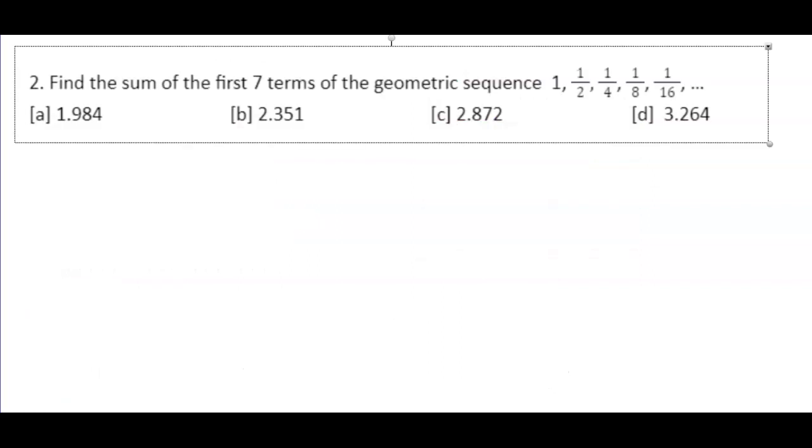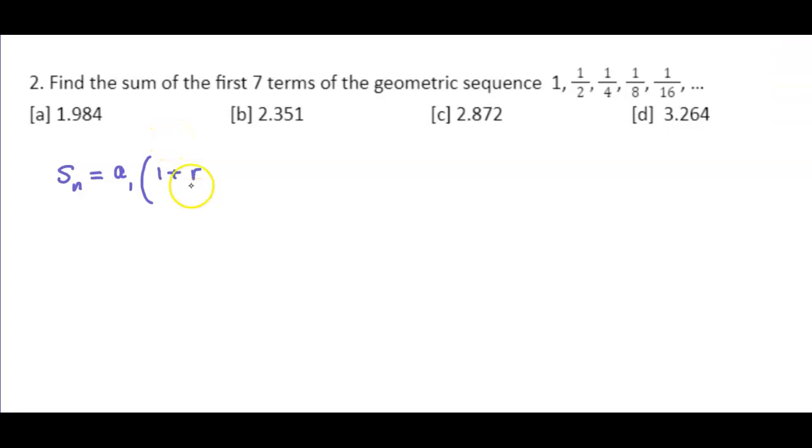The formula for the sum of a geometric sequence will be given to you on your formula sheet, but just as a reminder, that formula is that the sum for any n terms is equal to the first term times 1 minus the ratio raised to the n, all over 1 minus the ratio.